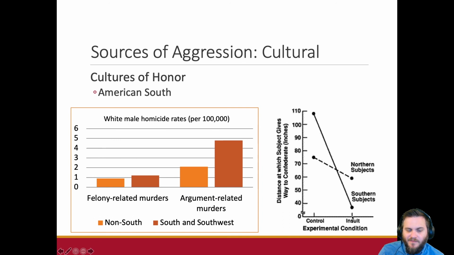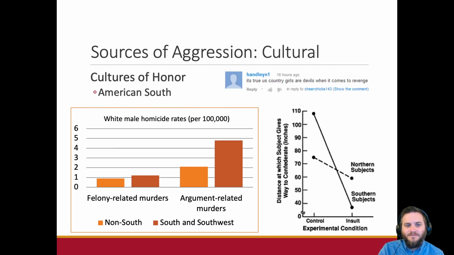But when you look at, so a good 5 to 6 feet of space. But in the insult condition, you see a massive decrease. So this is about 30 inches. It's about 3 feet. So they moved from 110 inches to close to 30. They moved in. They were like, "I ain't giving you any room because you called me an asshole?" No, sir.